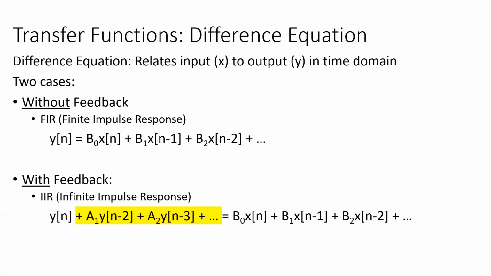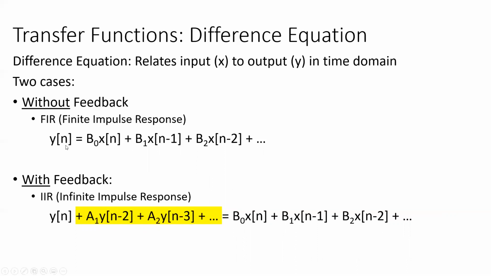So you have transfer functions and the difference equation. If a transfer function relates an input to an output, the difference equation is a case of that where it relates the input to the output just in the time domain, or the n index domain. So you have two cases. You have without feedback, which are called FIR, meaning finite impulse response. So if you put an impulse into the system, it's only going to respond to whatever your inputs are.